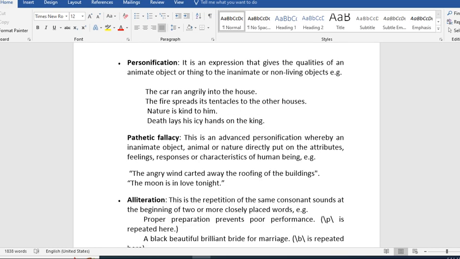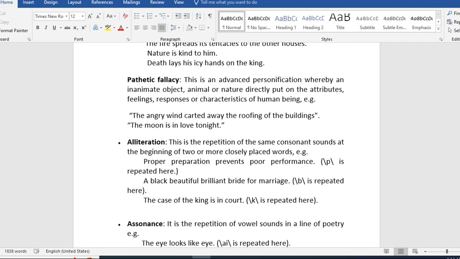We also have pathetic fallacy. This is an advanced personification whereby an inanimate object, animal, or nature directly puts on the attributes, feelings, responses, or characteristics of a human being. For example, the angry wind carted away the roofing of the buildings. Also, the moon is in love tonight. We call it advanced personification.